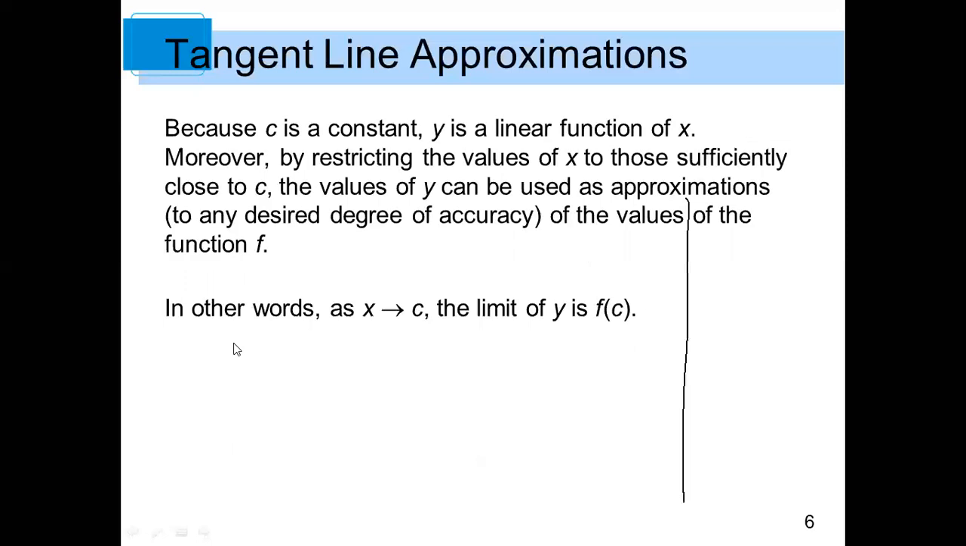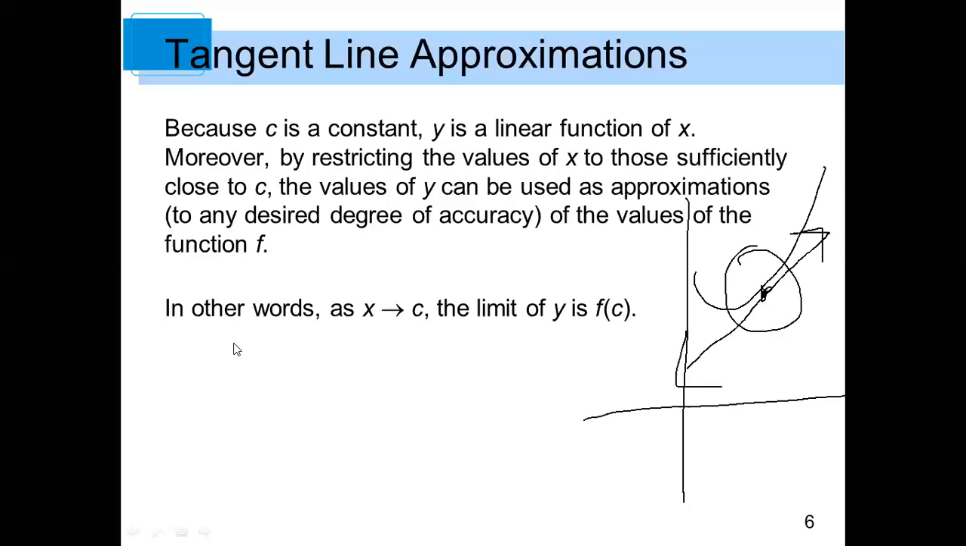Let me just show you with a little picture. If that's your point of tangency right there, your tangent line touches the curve right at that point. At x values near the point of tangency, the tangent line and the actual curve are very close in value. The y values are very, very close. In fact, the closer you get your x value to the point of tangency, the closer the y values will be on the graph and on the tangent line. That's why the limit as x approaches c of y is f of c.